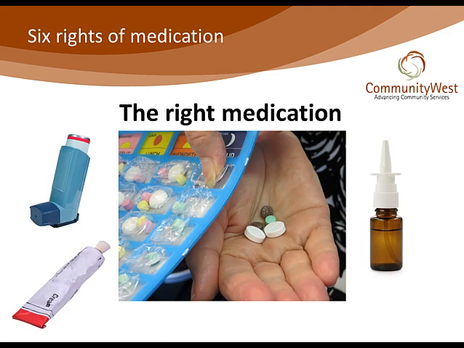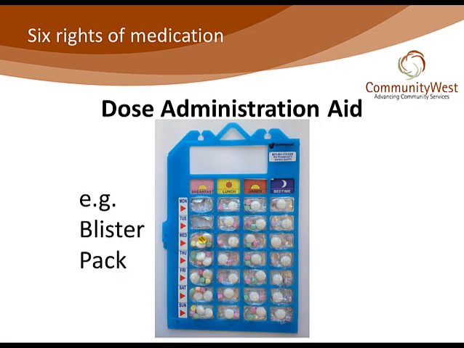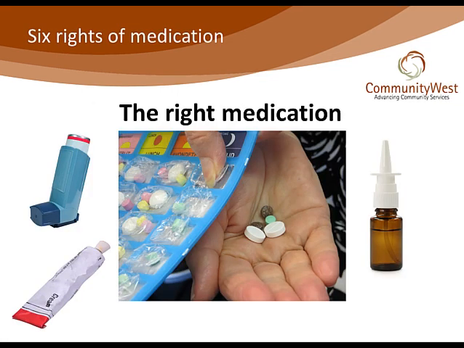The right medication. To ensure that you have the right medication, you must check that the medication has been prescribed by a doctor and dispensed by a pharmacist. You will also need to check that the medication is available, correctly prepared, and in the correct dose administration aid, for example, a blister pack. Then you will need to ensure that the medications match up with the instructions on the person's medication support plan and the medication order if there is one available.